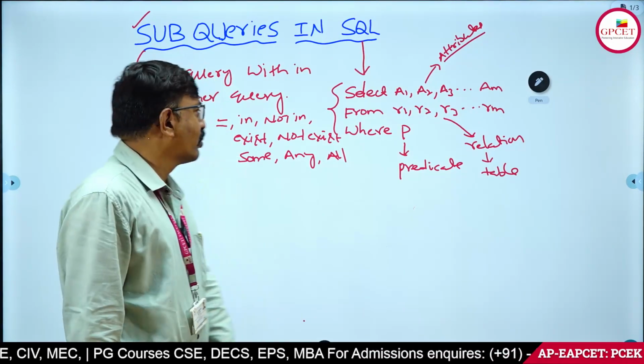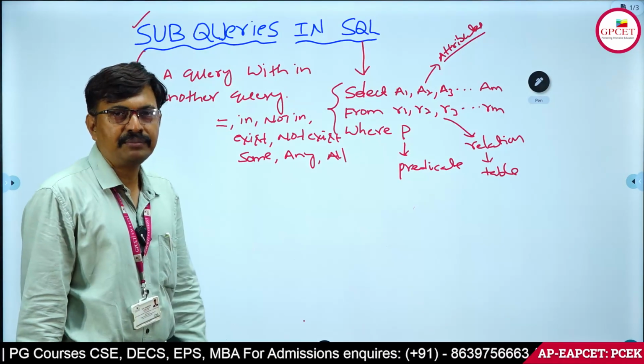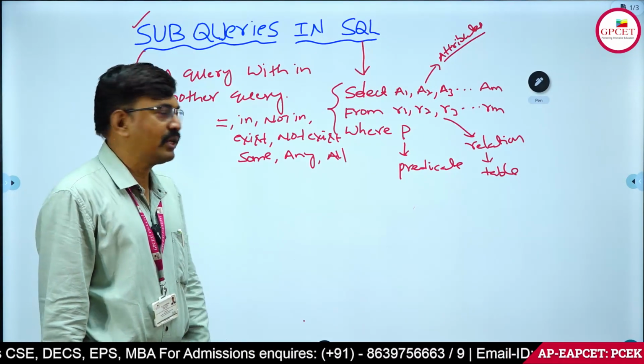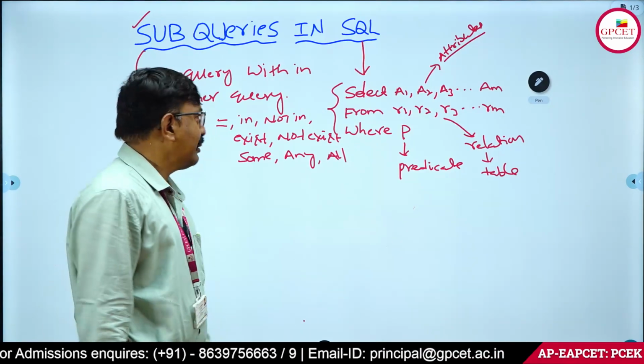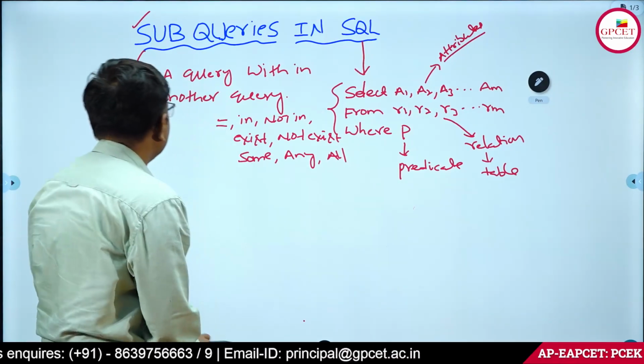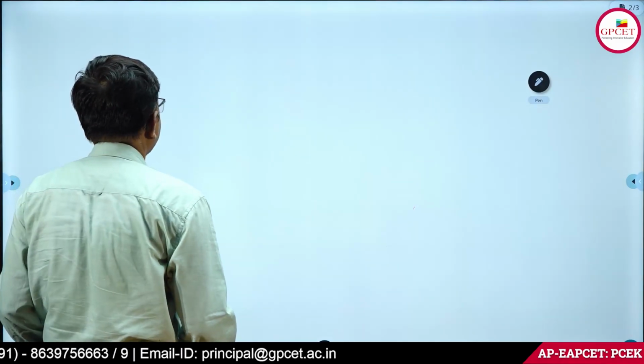What is meant by the equal operation? What is in? What is not in? What is exists? What is not exists? What are some, any, all? We will see them one by one. Clear? Observe here, these are the subqueries in SQL. What is the first one?